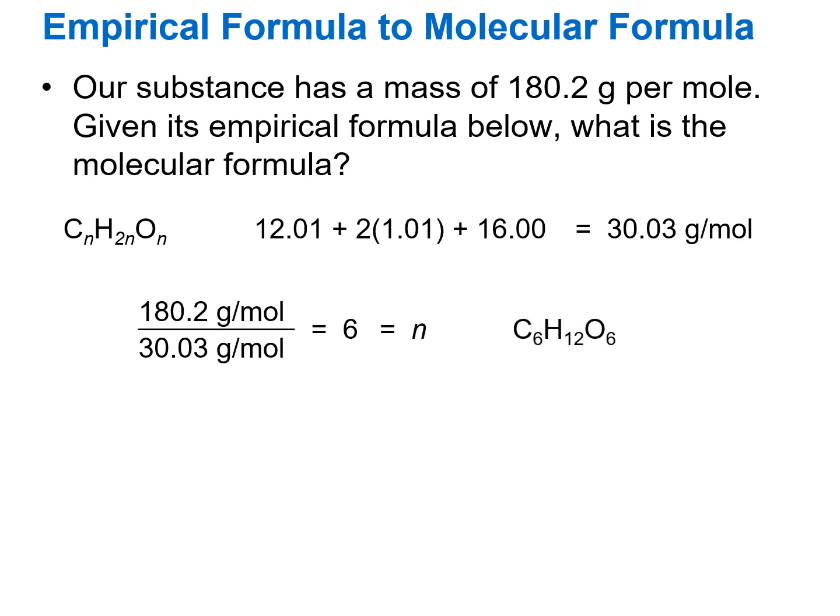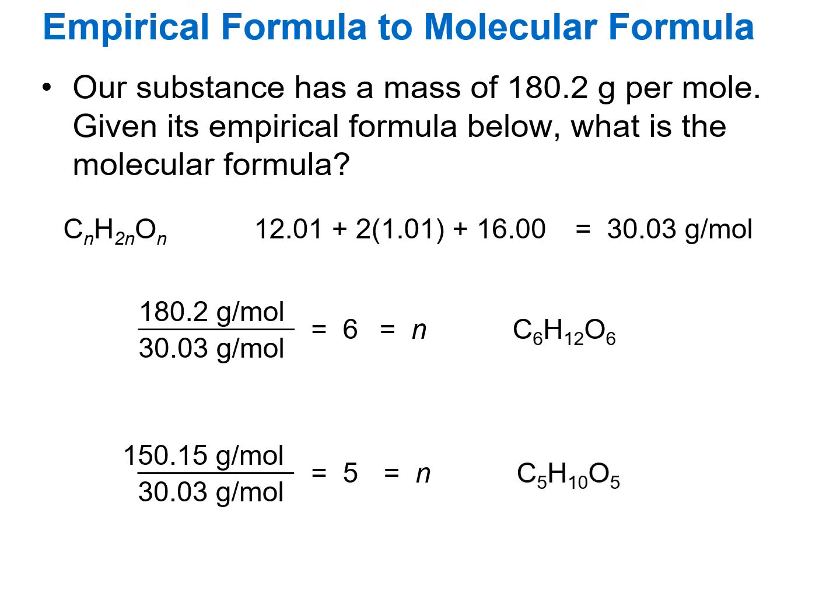And what we're looking at here is glucose. This is the formula for glucose, where we have 6 carbons, 12 hydrogens, and 6 oxygens. So the molar mass of our empirical formula goes into our substance 6 times. It has a relationship of 6 to 1, which means our N is 6. And we can come up with our formula. What if our substance had a mass of 150.15 grams per mole? Well, if we divided it by the molar mass of our empirical formula, we have a value of 5. 5 would be the N, and our formula would then be 5 carbons, 10 hydrogens, 5 oxygens, and that would be the formula for ribose.